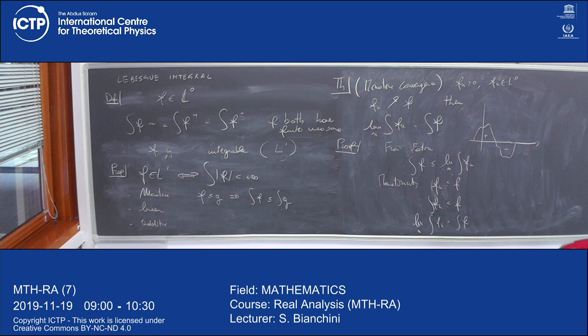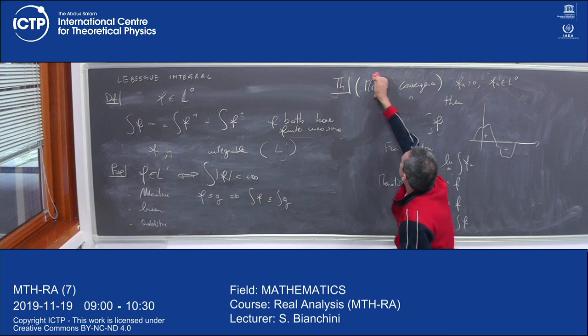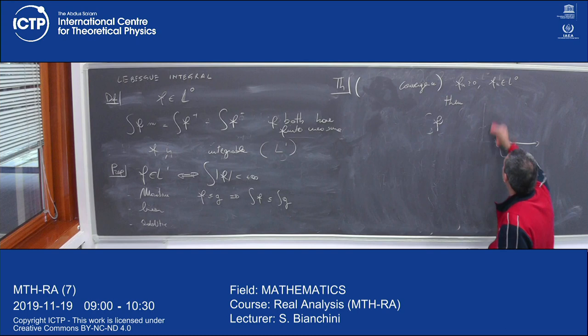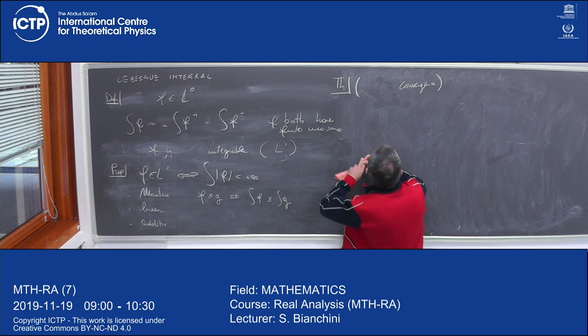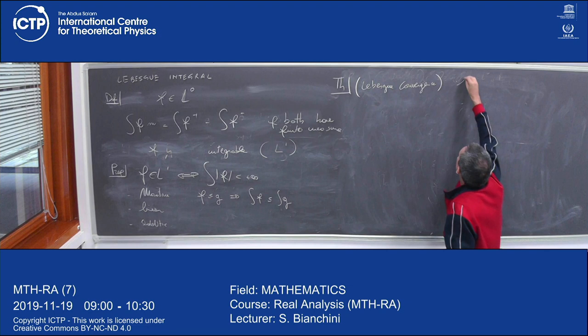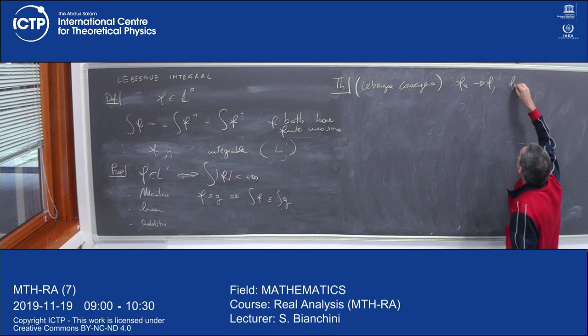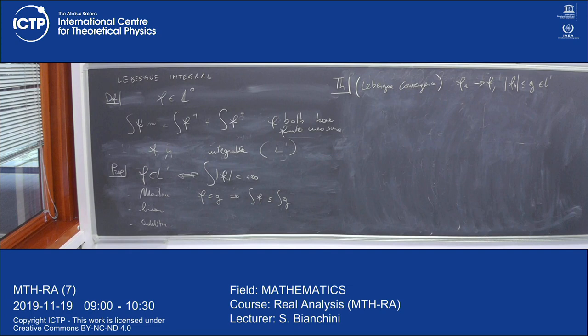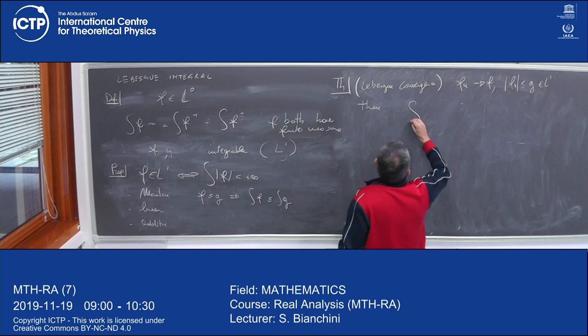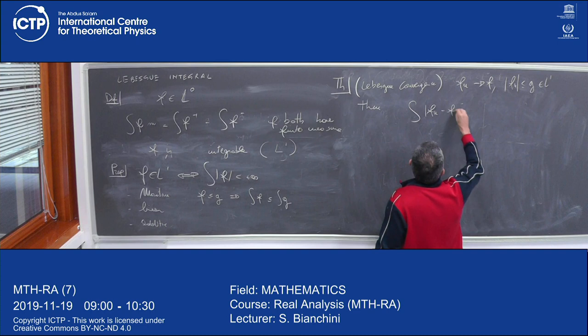And instead we do this fundamental theorem, which is the Lebesgue convergence, the dominated convergence theorem, usually called the Lebesgue convergence theorem. So Fn converges to F, and Fn is less or equal than G in L1. Then the integral of Fn minus F is equal to 0.